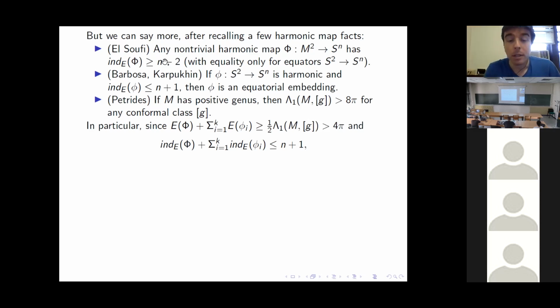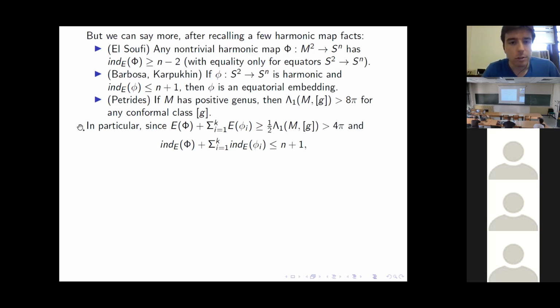Okay, but if we have just one bubble, then finally this result of Barbosa and Karpukhin and various other people tells us that if the energy index of that bubble is at most n+1, which we know it has to be, then it's equatorial. But we just said that can't happen by Petrides' inequality.